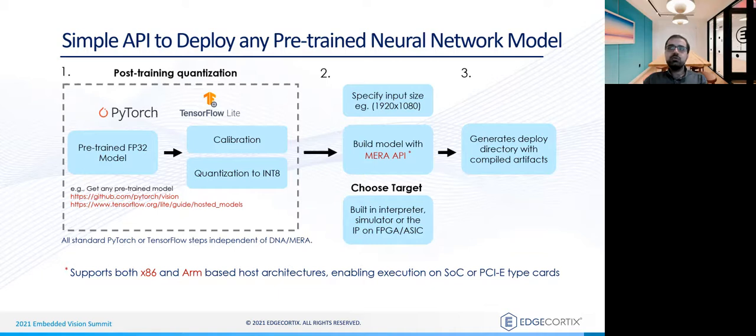At this stage, we can also specify the target for deployment, which could be our built-in interpreter or simulator, or the actual DNA hardware accelerator. This creates a deploy directory with the compiled artifacts, which can then be executed on the chosen target using Python or C++ applications. Let's now look at a few demos of running DNA F200 on the ALVEO U50 FPGA card.